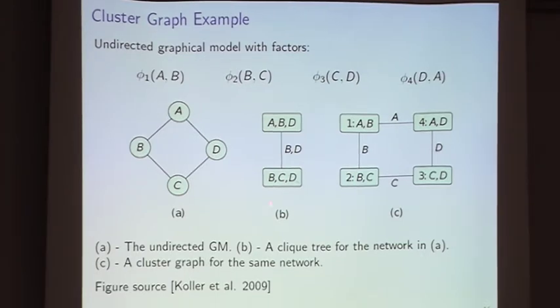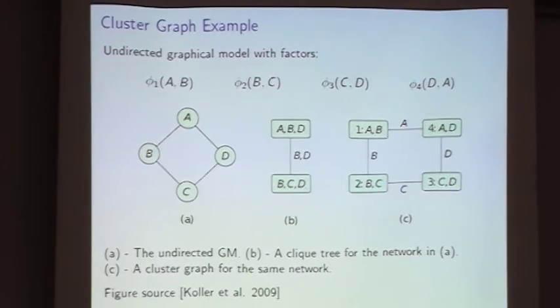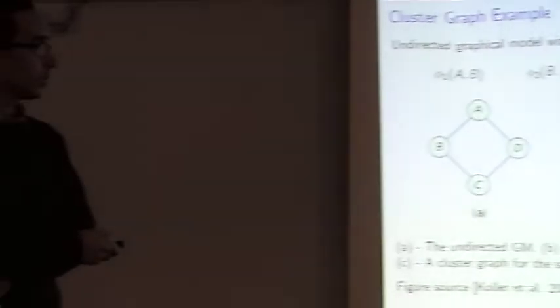If I do message passing in this click tree, the cost is going to be exponential in the size of the largest click, which in this case has 3 random variables. If the random variables can take n different values, we will have a cost that is n to the 3rd power. We can also obtain a cluster graph.